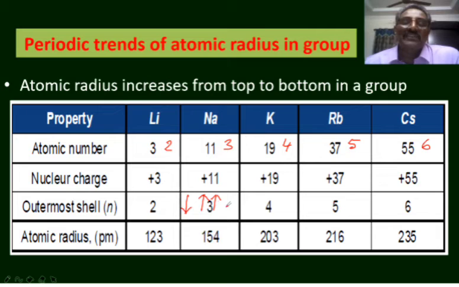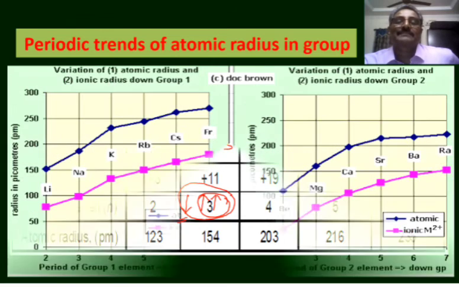So, among the three factors, two factors are favorable to increase the size and one factor is favoring to decrease the size. The combined effect of these three factors causes an increase in the size. That means the addition of new shell and the screening effect cannot completely nullify the effect of increase in the nuclear charge in the case of elements in the group. So when we move from top to bottom in a group, the atomic size gradually increases.